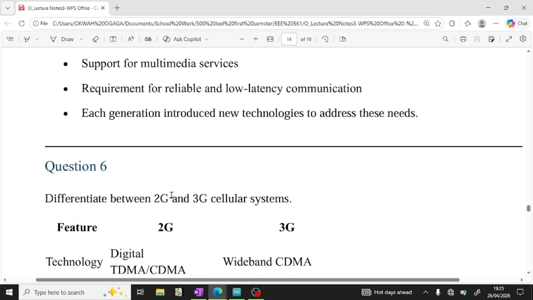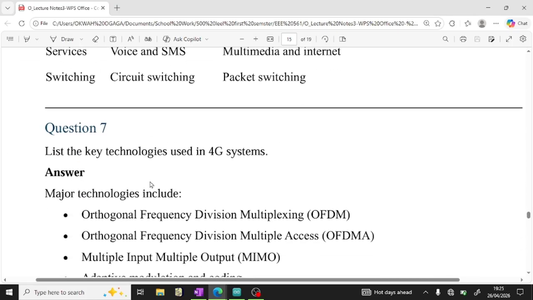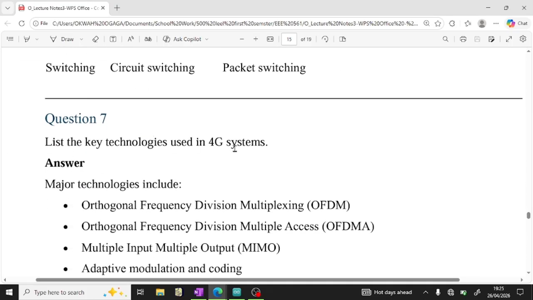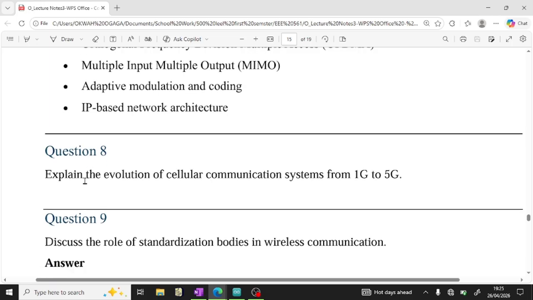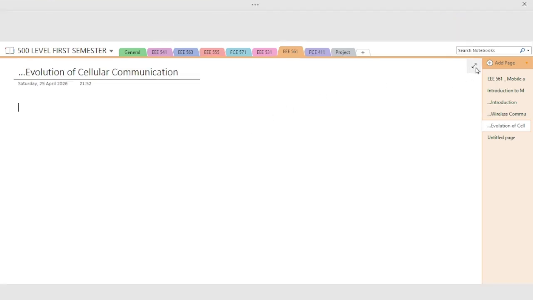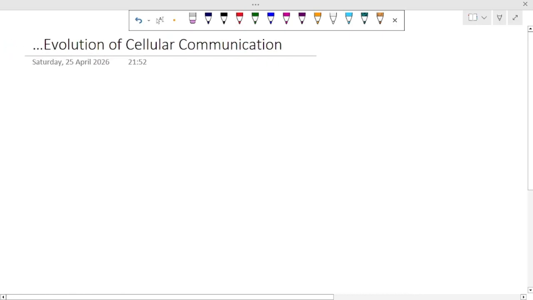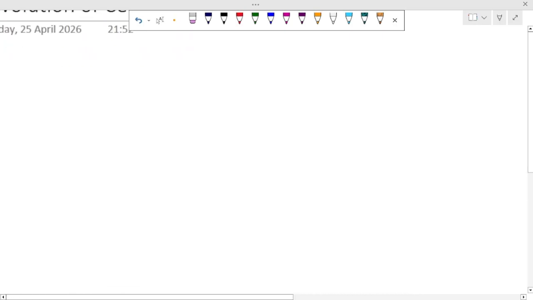Now, in order to differentiate between 2G and 5G cellular systems, list the technologies used in 4G, and explain the evolution of cellular communication systems from 1G to 4G, all these three questions are related. So let's do a breakdown of what's going on here. Evolution of cellular communication.